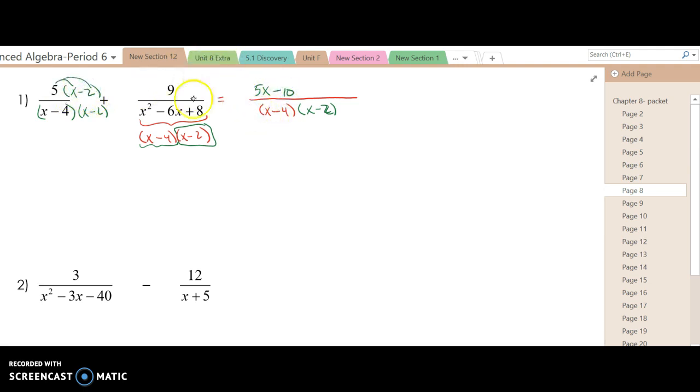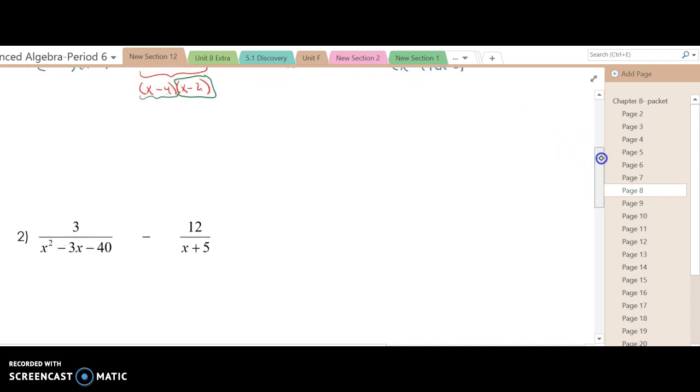But here, if I look, I already have x minus 4 as my common denominator. I already have my x minus 2. I don't have to add anything else, so I'm just going to bring the plus 9 up top. So now 5x, negative 10 plus 9 is minus 1 over x minus 4, x minus 2. Okay?